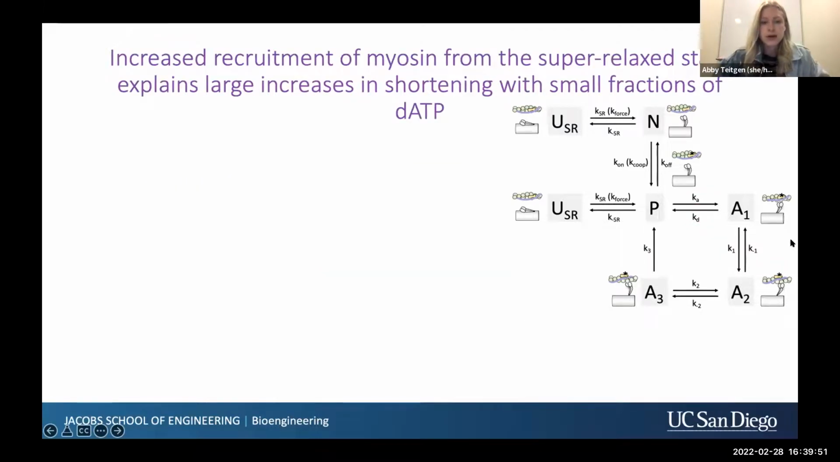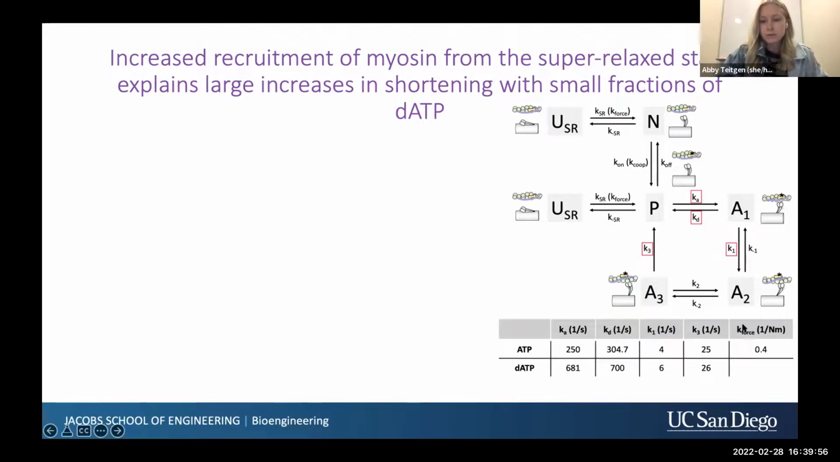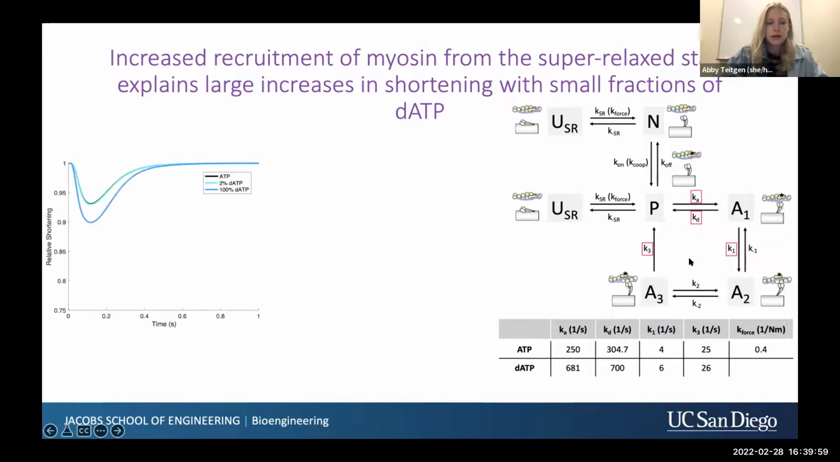So the next thing we wanted to look at was cell shortening with dATP. So when we make these 4 parameter changes that I just showed, what we noticed is that when we looked at cell shortening for varying percentages of dATP, we didn't see much of a change in shortening for smaller amounts of dATP. And so what you're looking at here is relative cell shortening. So more shortening means more force, basically. And so if we compare the 2% dATP case to ATP, there's not much of a change. But experimentally, we've seen that we do get significant increases in shortening with lower amounts of dATP.